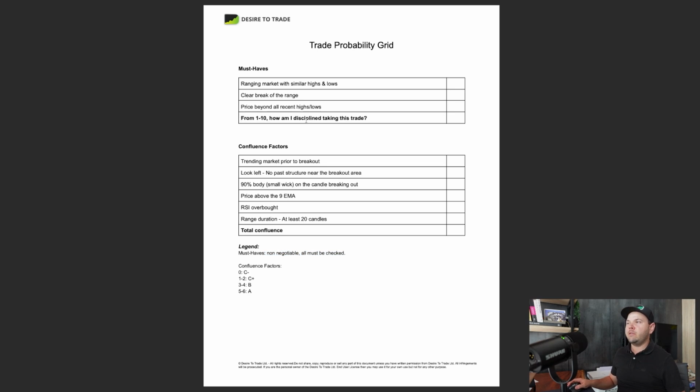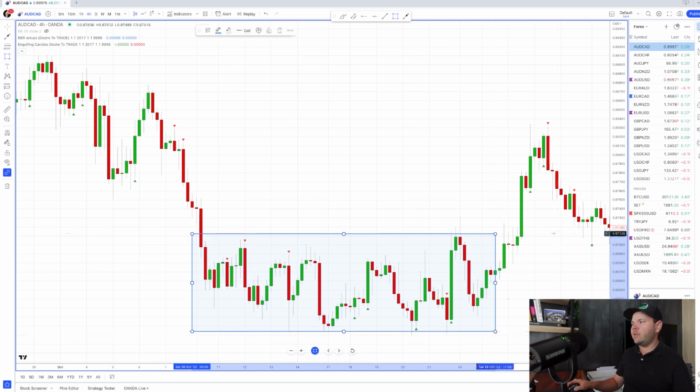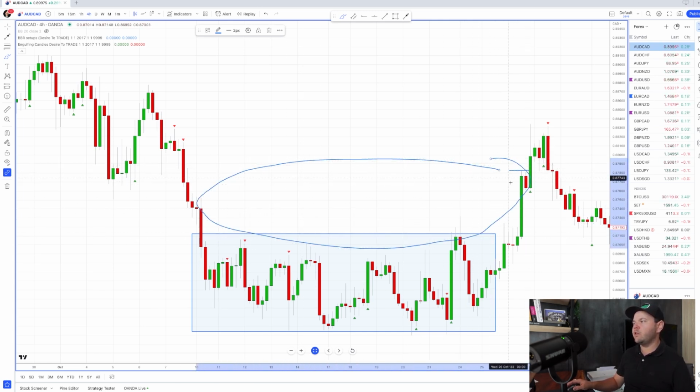Then, the must-haves look like this: you need a ranging market for a breakout strategy to happen, with similar highs, similar lows. You need a clear break of the range for the breakout to be valid. And you need the price to be beyond all the recent highs and lows. So very simple here. You have a range, which is over here. You have a clear breakout of that range, which is this candlestick right here. Then you have no recent highs or lows somewhere in between that range. We break out of all the lows of that range, and this candlestick is very clearly breaking out of that range.